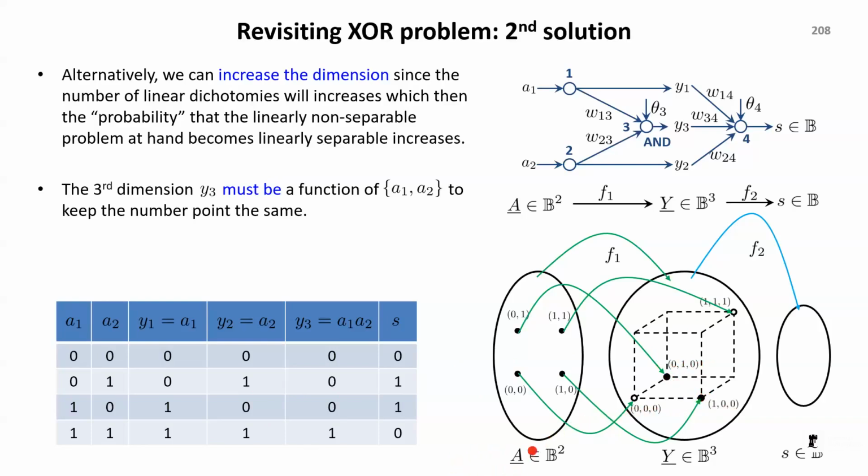Now, I want to stress again. You see, it is dimension 2. We increase to dimension 3, and then at the output, we reduce. But look at the number of points. The number of points is the same. We have 4. Although the dimension increases, we still have 4 points.